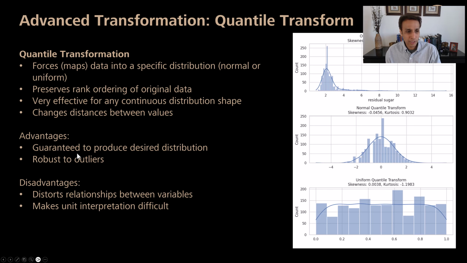Of course, it's guaranteed to produce the desired distribution, because all the other ones, like log transformation, are not guaranteed to give you a perfectly normally distributed data, but it brings you close to that. But here, you're guaranteed because you're reshaping the data to follow whatever distribution you mentioned. Which basically means you're distorting the relationship between variables, and also making unit interpretation very difficult because you're squeezing this data into a different shape. So be careful when you use these.